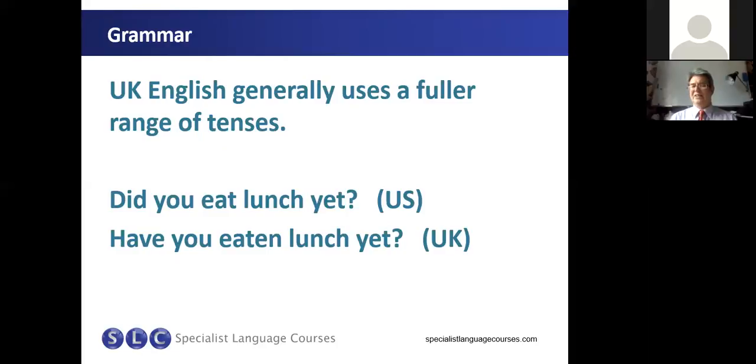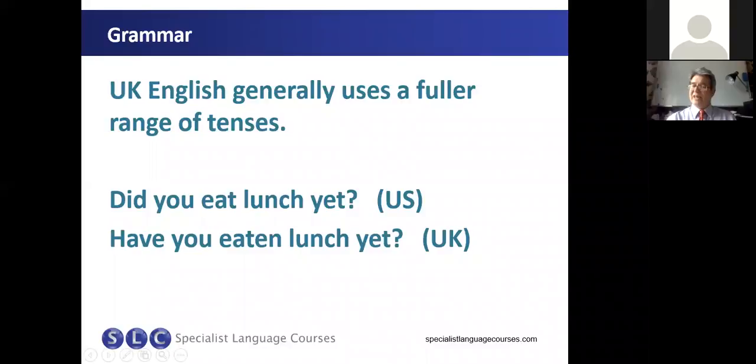And in the US, that would be how you find out if a person has eaten something that day. I don't use it. Did you eat lunch yet? Well, of course I have. Several times this week, many times over the last year. Of course I've eaten lunch. Because it doesn't mean the same thing to me. An American knows that did you eat lunch yet is about today. Doesn't mean that to me. I would have to ask, have you eaten lunch yet? That's how I ask about today.